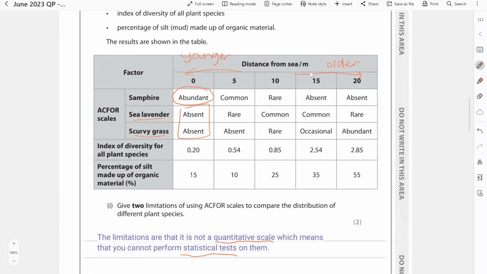Now, like I mentioned earlier, the further it is away from the sea, the older the salt marsh is. Now, we can see that the species, the index of diversity for all plant species increases. And we can also see that the samphire becomes absent, and you've got more sea lavender and scurvy grass away from the sea.